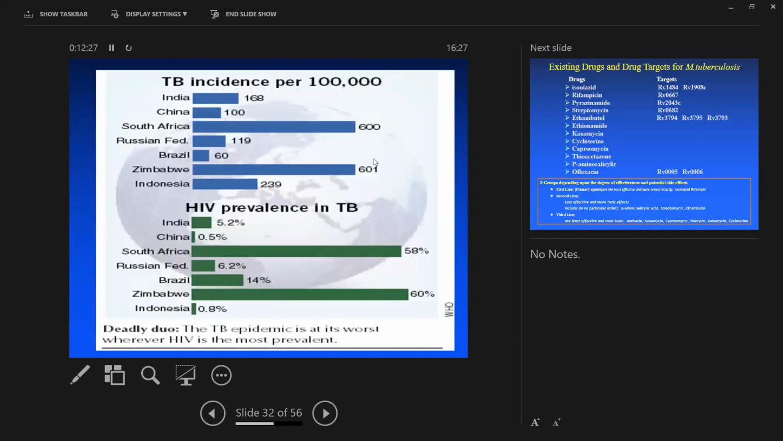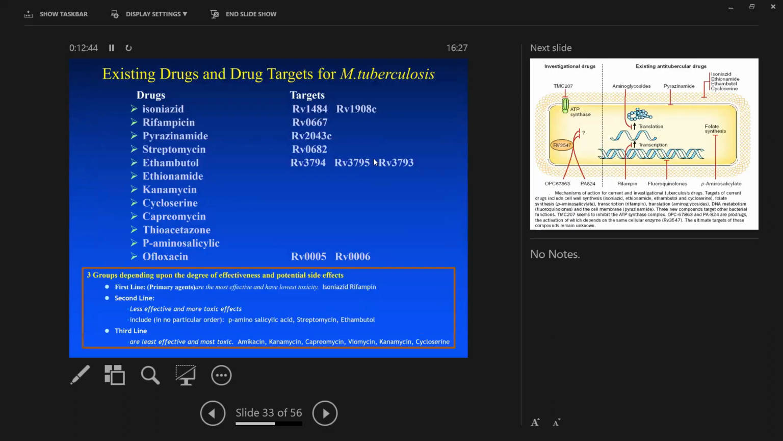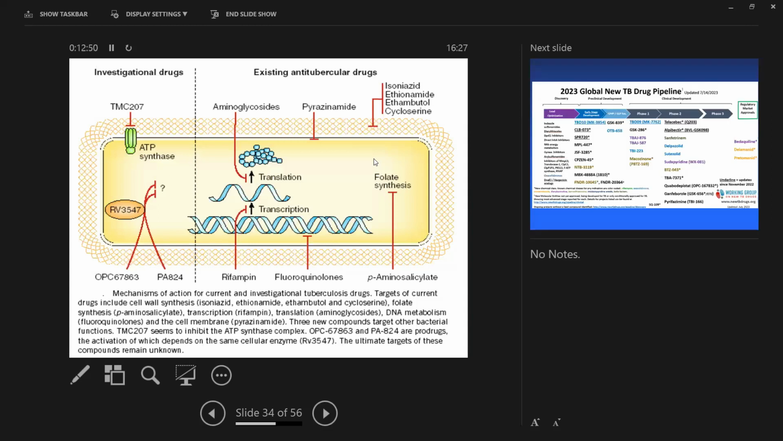Again, there is an incidence rate per 1 lakh people, particularly in South Africa and Zimbabwe, where HIV is prevalent. Whenever immunity goes down, TB is activated, and the two together are deadly, and many people die due to this combination. And these are the exploited drug targets, and these are the known existing drugs for anti-tuberculosis: first line, second line, third line. These are the existing tuberculosis drugs, which are again DNA, RNA polymerase and cell-wall disruptors.